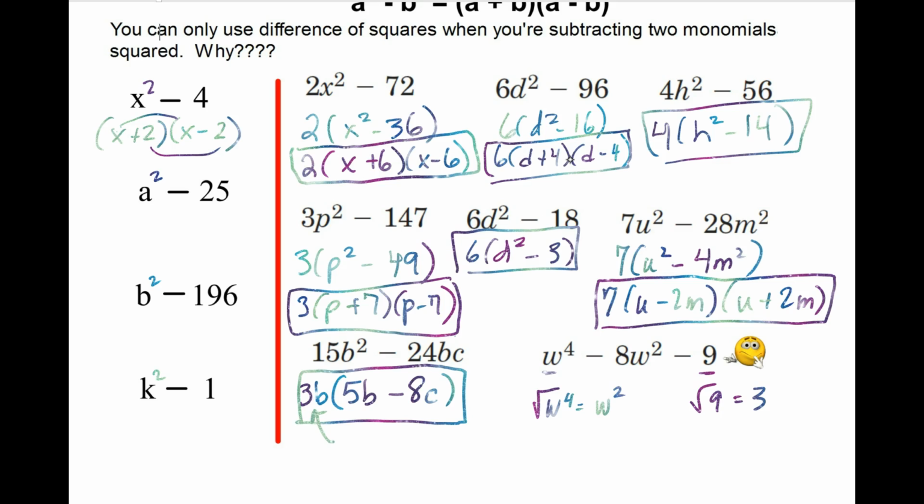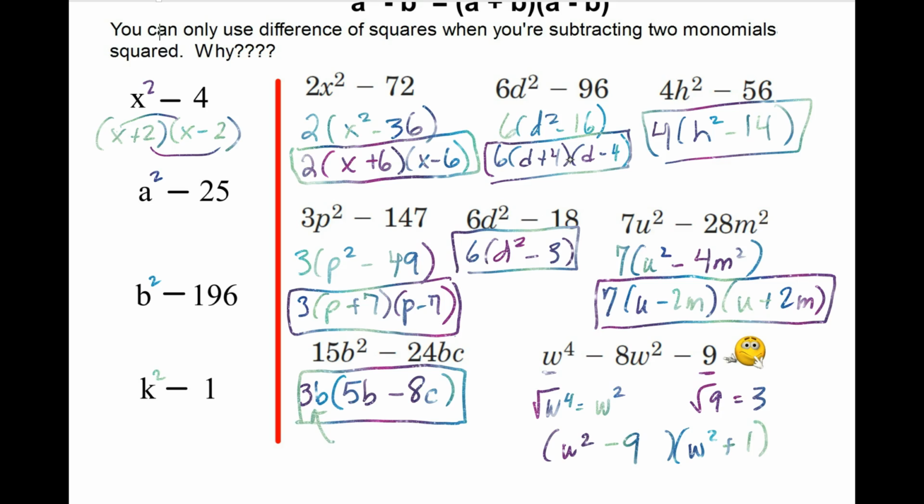Okay, but it's not a perfect square trinomial, right? Because 3 times w squared is not half of this, right? So we know it's not a perfect square trinomial. But can we factor it? We know that w squared times w squared is going to give me w to the 4th. This is my first term. And we know that factors of negative 9 that add to give us negative 8, well, that has to be a negative 9 and a positive 1, right?